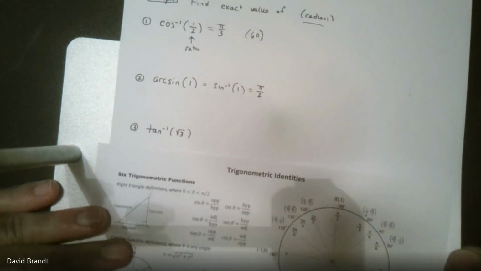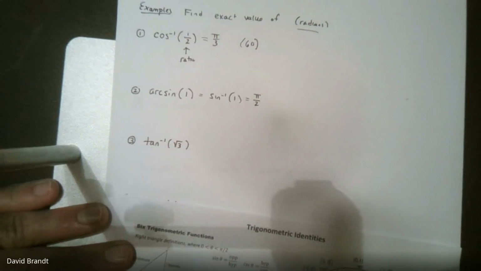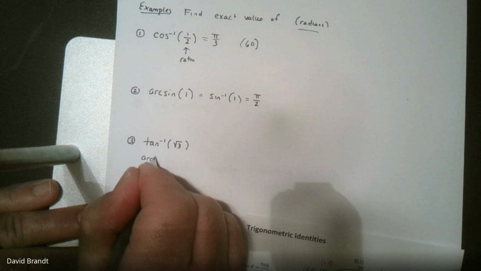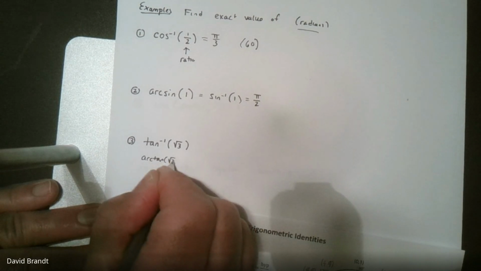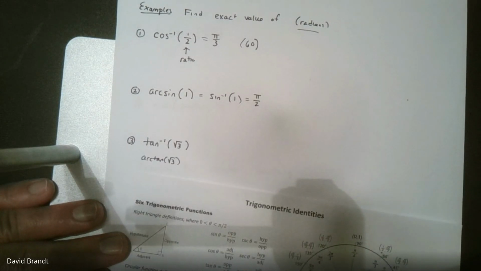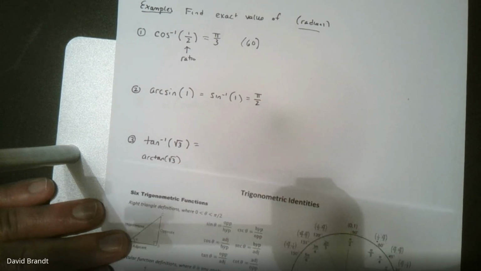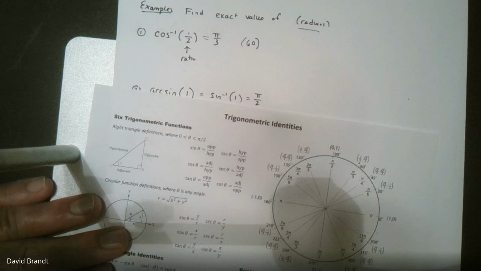Now the next one, inverse tangent. What's another way to write that? What's another way you could have seen it? Another way you could have seen it was arc tan. That would be the same thing. So we're going to look for where's the ratio, what angle would have a ratio of pi over 3.